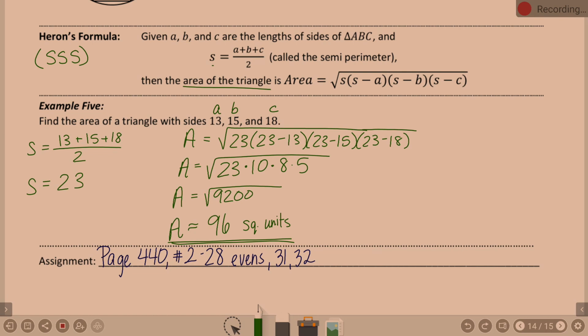Okay, guys, page 440, 2 through 28 evens, 31 and 32. I still managed to get you a little bit of work time. To no fault of my own. So we would have had work time. I was not lying there. So use what time you can. Finish it for homework.